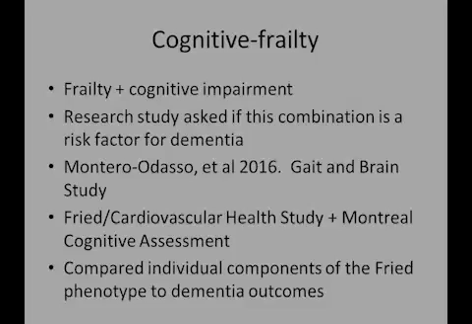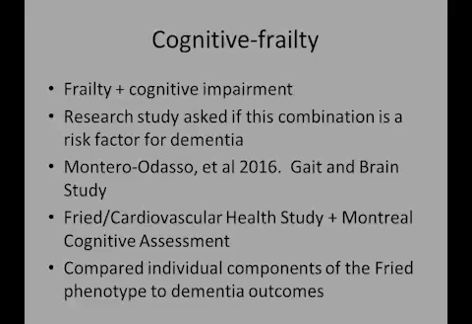So let me try to bring in frailty a little bit, because I spend a fair amount of time discussing that. So let's look at those who are cognitively frail. So these are people who have mild cognitive impairment or dementia, and then they also screen positive for frailty. Okay? And so what they're trying to do in these cognitively frail people is see if they can identify if this is a risk factor for dementia. And this is a study from 2016 from the Gait and Brain study from Ontario, with Montero.